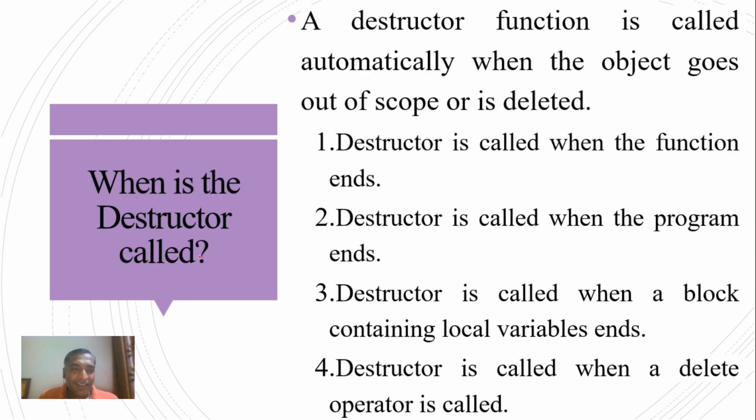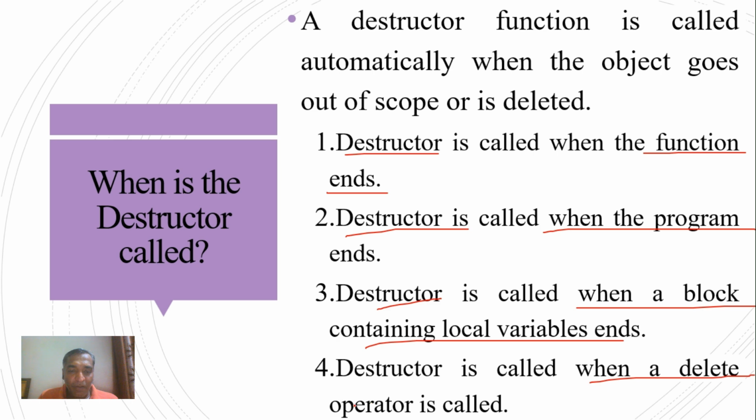When is the destructor called? A destructor function is automatically called when the object goes out of scope or is deleted. The destructor is called when a function ends. When the program ends, the destructor is called. When a block containing local variables ends, the destructor is called. It is also called when the delete operator is used. So when is the destructor called? These are the key points here.